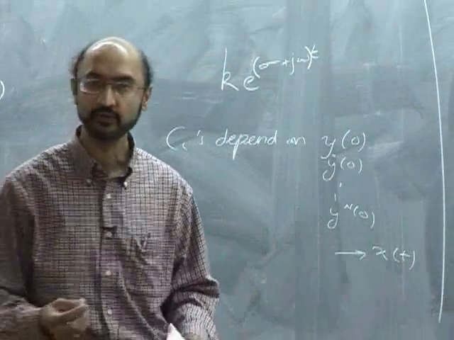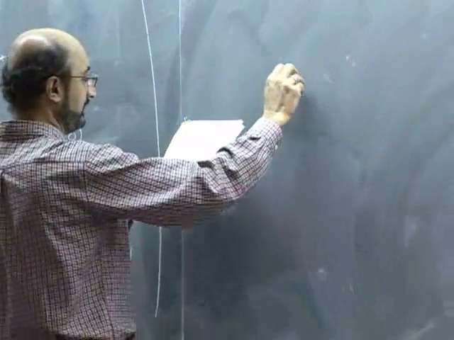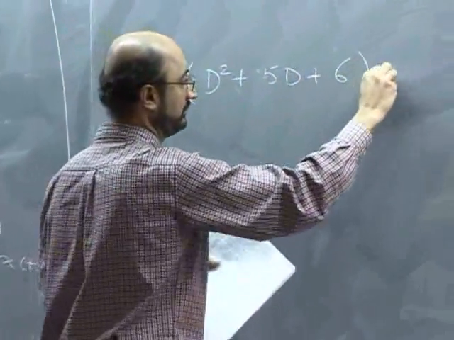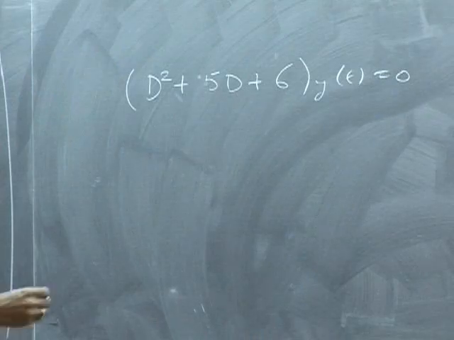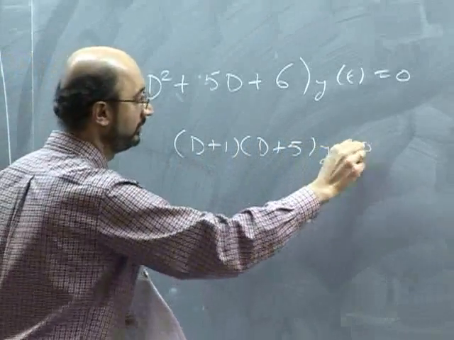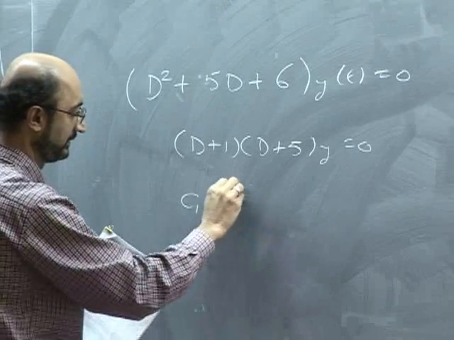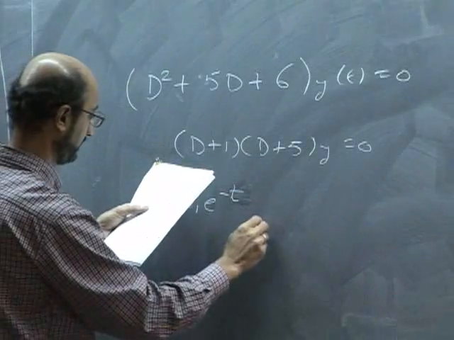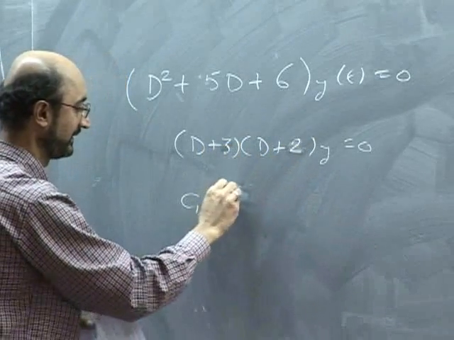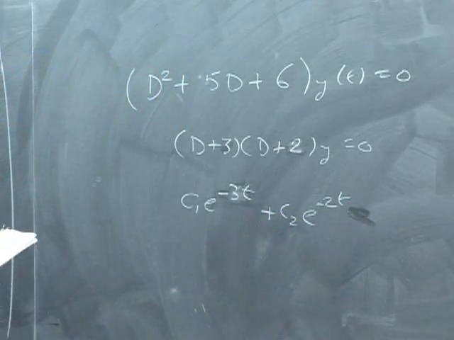But I do want to talk about what happens when we have a complex response. So let's just do a simple example of the real response. For example, consider d squared plus 5d plus 6 yt equals 0, where pd is this. Then this is d plus 2 times d plus 3 y equals 0, and this gives us the equation c1 e to the minus t... what am I doing here? This is not 1 plus 5, it's 3 plus 2. That gives e to the minus 3t plus c2 e to the minus 2t, which is the response yt.